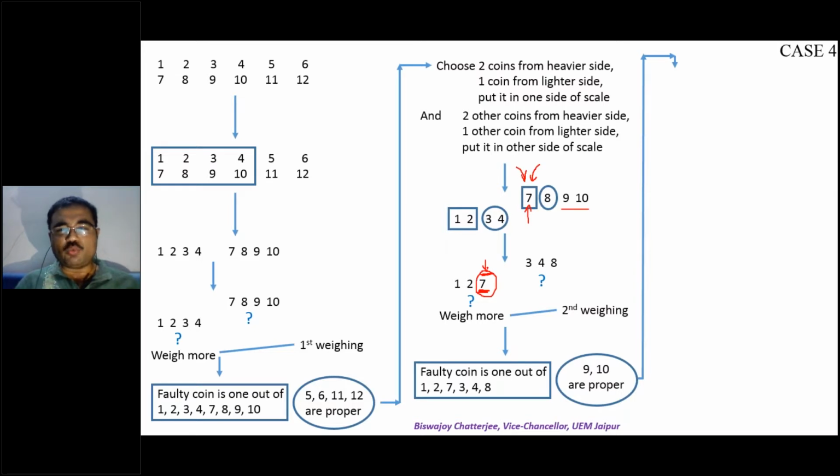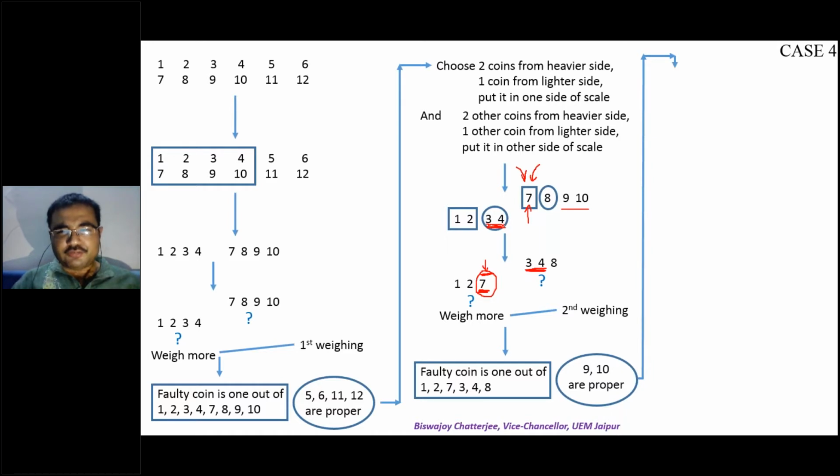You are left with 1, 2, 3, 4, 8. Now assume 1 out of 1, 2, 3, 4, 8 is faulty. Assume 1 out of 3 and 4 is lighter. If 1 out of 3 and 4 is faulty and lighter, then 3 and 4 could not have been on the heavier side over here.